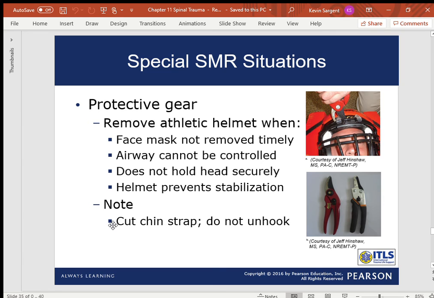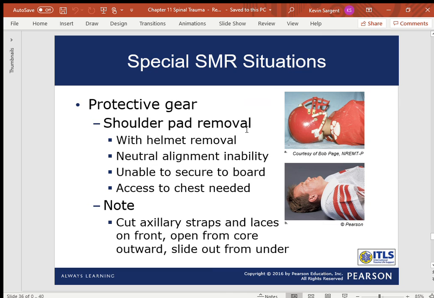So, cut the chin strap. Don't try to unhook. You shouldn't manipulate the person any more than possible. And it's always a good idea to train with people in your area. Most high schools have athletic trainers, very professional teams in your area. You should generally get with them and see how they want and practice how to do that. Protective gear: shoulder pad removal with helmet removal, neutral alignment. So it's fairly easy to take those off.